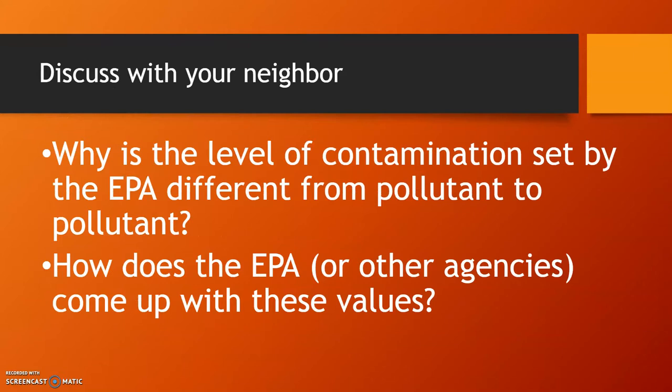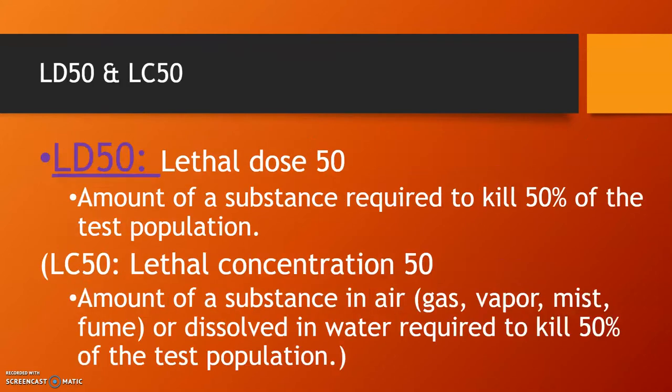To discuss: why is the level of contamination set by the EPA different from pollutant to pollutant? Well, different pollutants will have different effects, and so some are more easily processed, some are more dangerous. And how does the EPA or other agencies come up with these values? Well, they have to do various tests. Many times they're on animals in laboratories, and then we extrapolate that to humans.